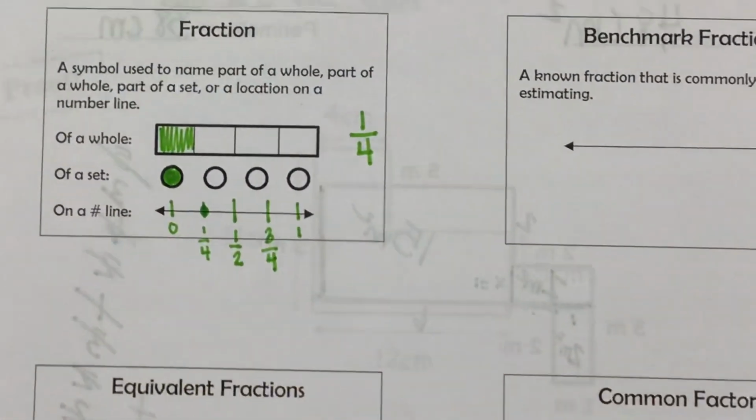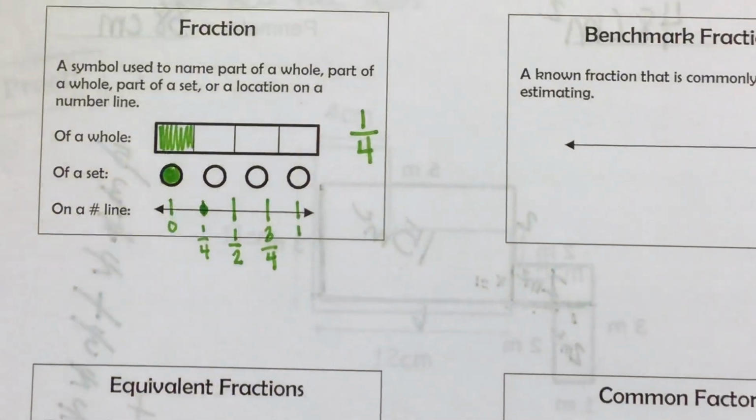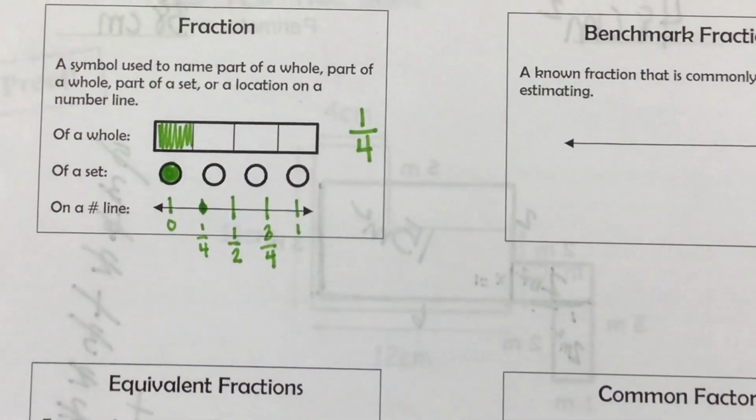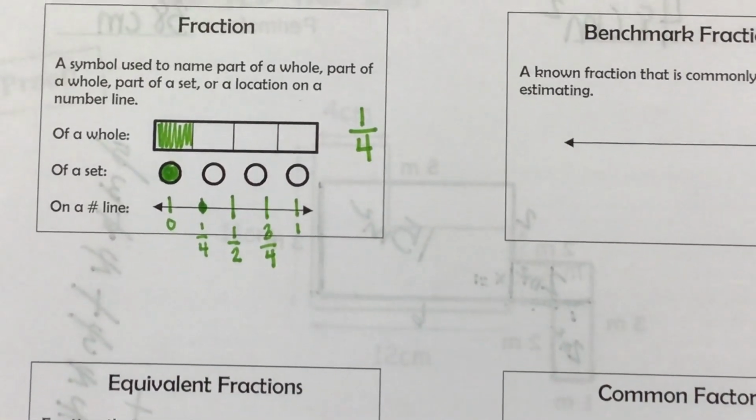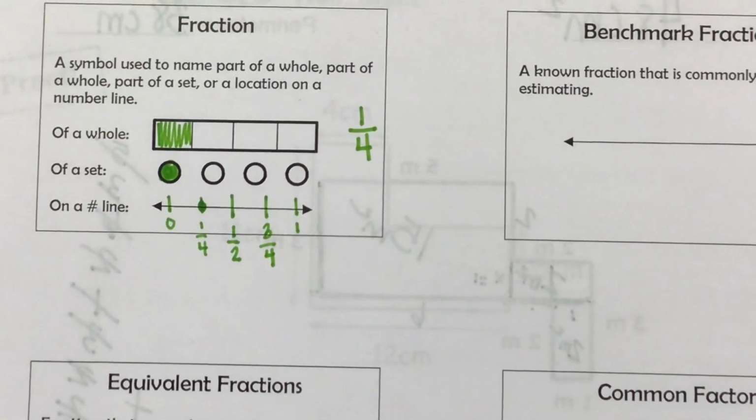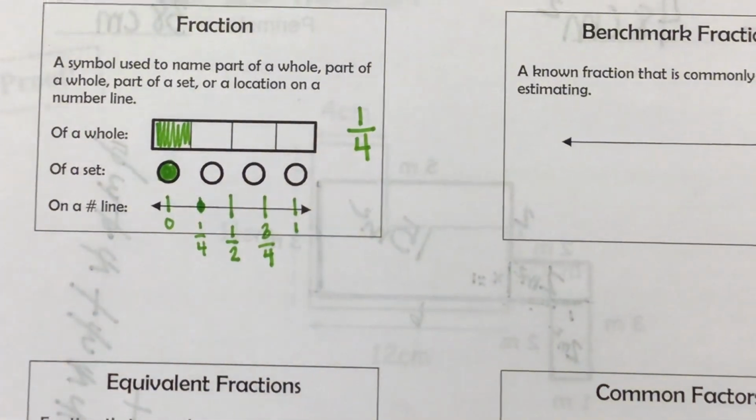Okay, so a fraction can be used to show part of a whole, part of a set, or a location on a number line. Okay, we can show all of those things with a fraction. A fraction is a number that is less than 1 whole. Okay, as long as it's a proper fraction. We'll get into improper fractions later.